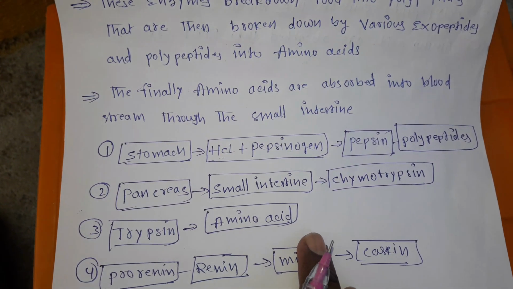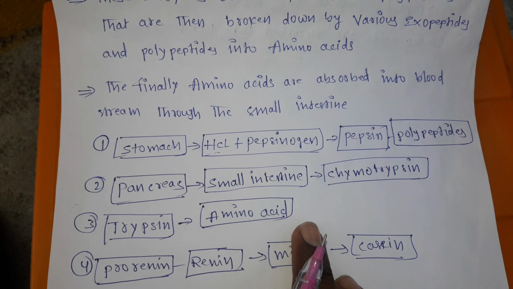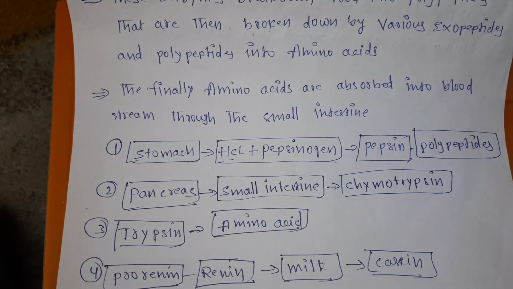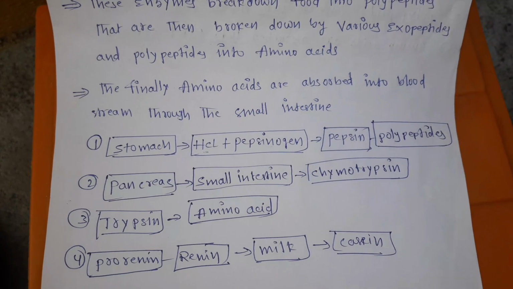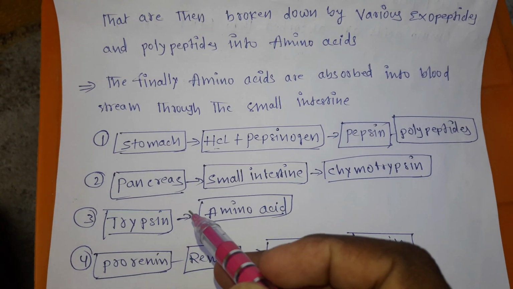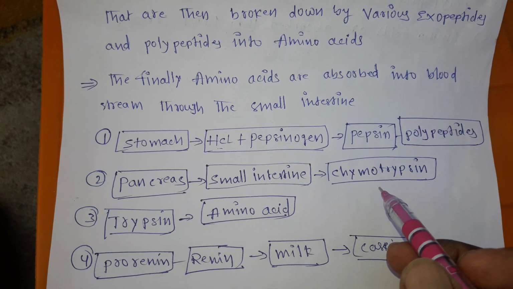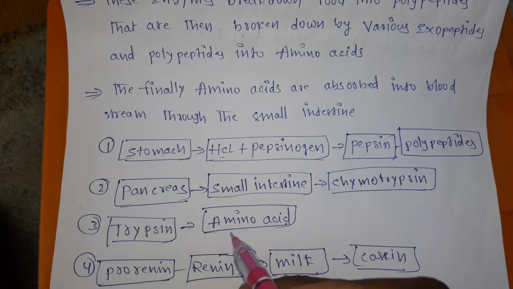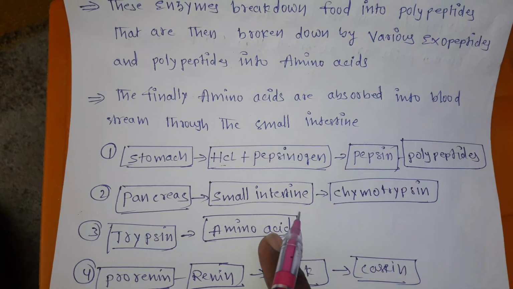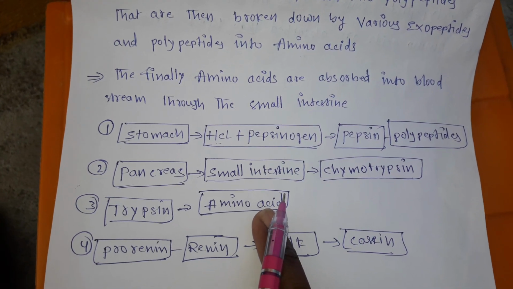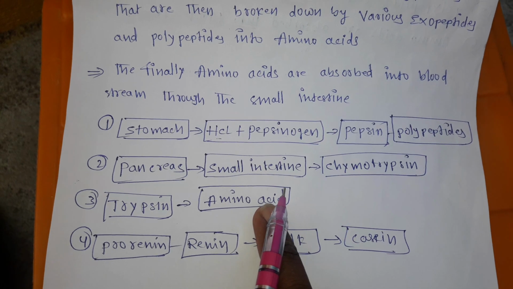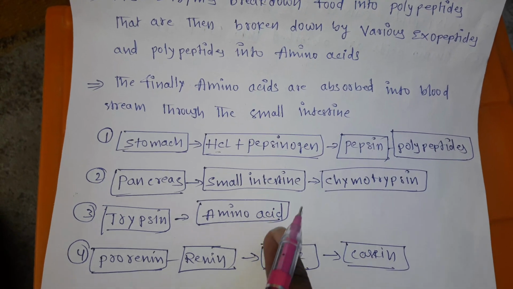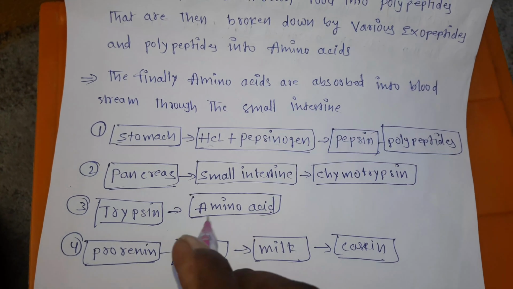It leads to the small intestine. When food moves to the small intestine, between the small intestine and the stomach there is the pancreas, a gland. It releases chymotrypsin and trypsin. They make the polypeptides into amino acids. So digestion of proteins takes place in the stomach and also in the small intestine. It's very simple.